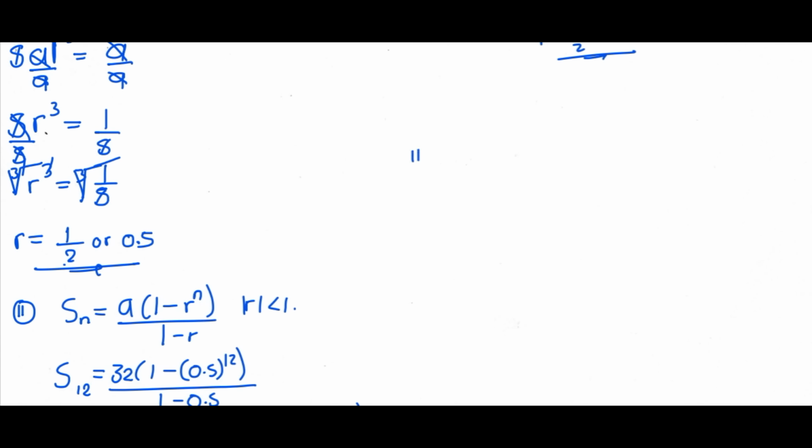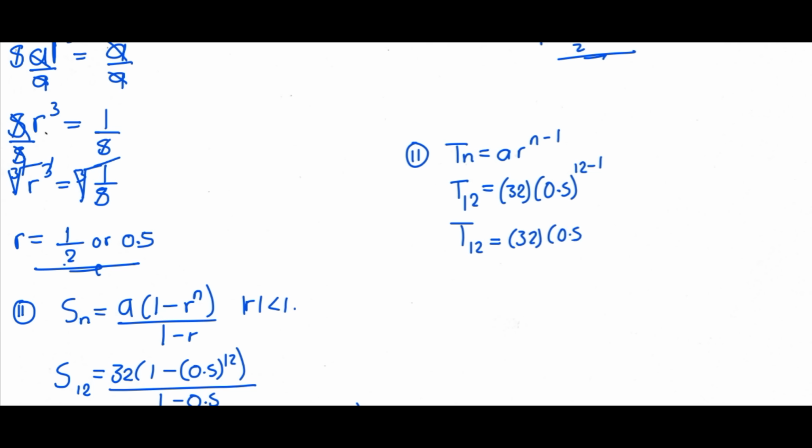So for the 12th term, it's Tn is equal to ar^(n-1). So for the 12th term, we want the number on position number 12. Our first number is 32, common ratio is 0.5, then we have 12 minus 1. So we have 32 times 0.5 to the power 11. Do not multiply 32 times 0.5 for now. First, we need to make sure that we simplify according to the power. So 0.5 raised to the power 11.